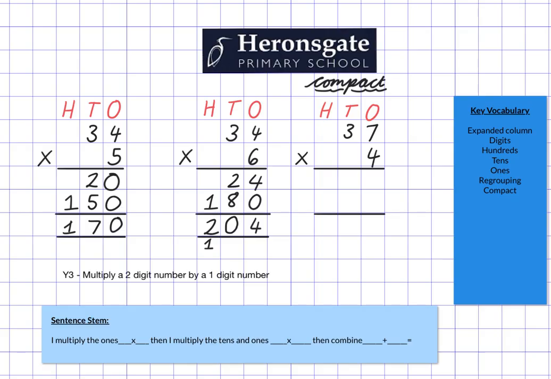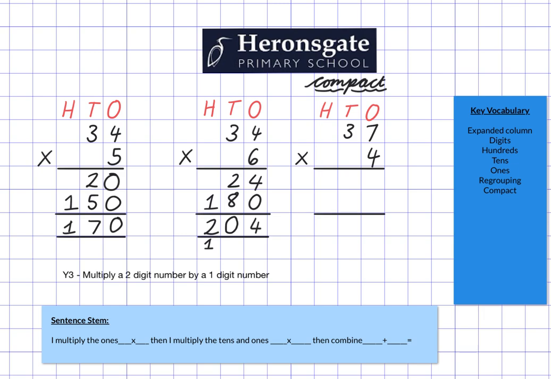And so once they have mastered the expanded and understood those steps, then they can apply the same methods and progression, but in the compact way, and I'll just show you that now. Okay, as before, we are going to be multiplying the ones first. So 7 times 4 is 28.